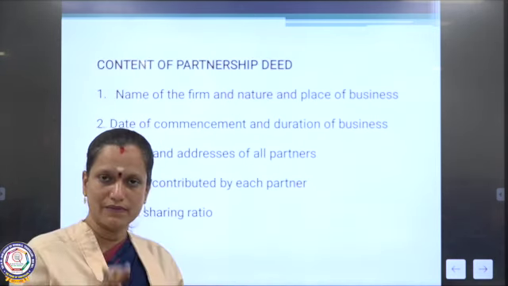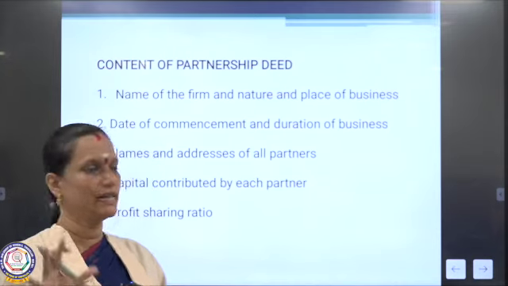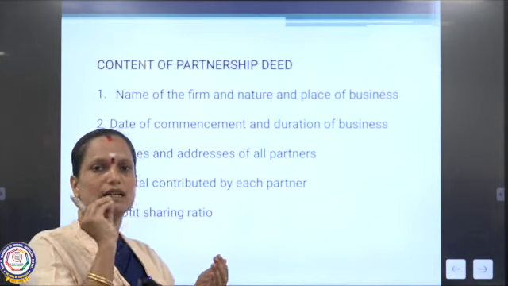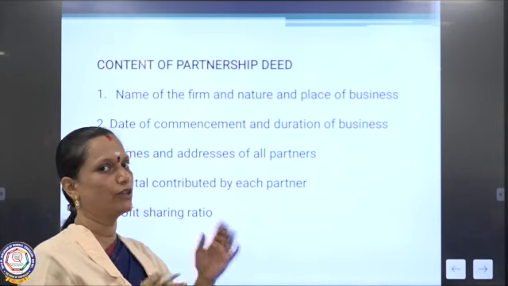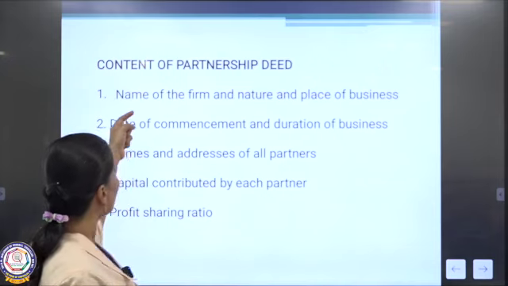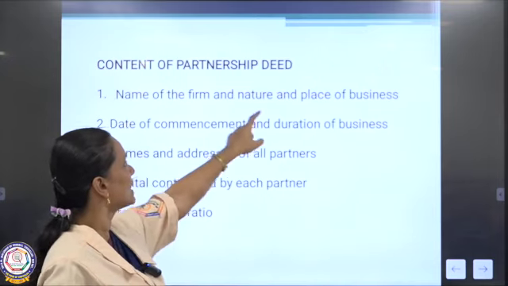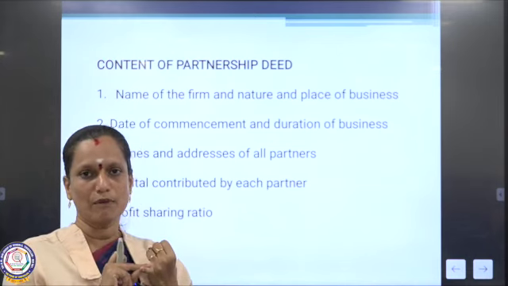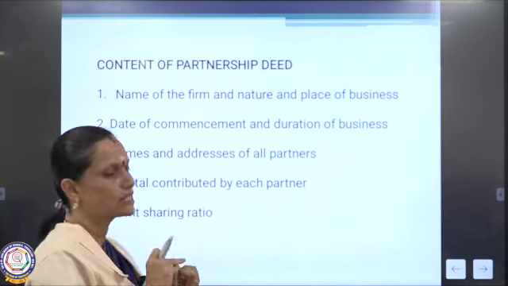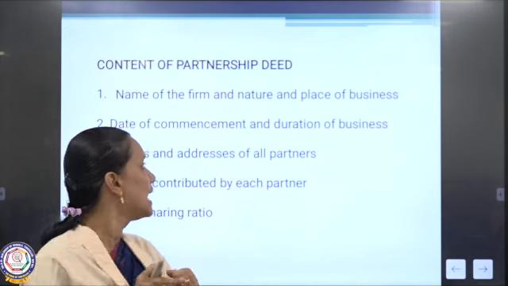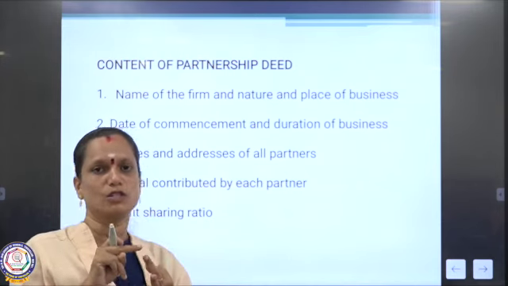See, what things will be there in the partnership deed? Contents of the partnership deed. What steps do we have to follow if we are registering the partnership firm? Name of the firm, and nature and place of the business. First, we should fix the name. So name of the firm, and then nature: what type of business you are going to do, and the place where it is situated.